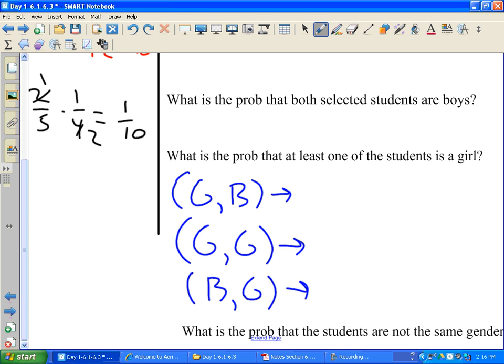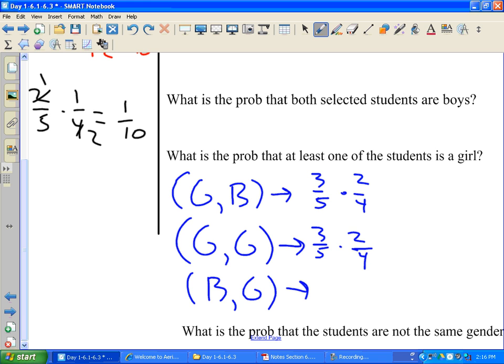A girl and then a boy. Do we know how to do that? A girl is 3 out of 5, and then a boy is going to be 2 out of 4. You took a girl out. Okay? Does that make sense? A lot of thinking going on today. The calculations aren't too bad. A girl and a girl, we actually already have that. But to show you again, that's going to be 3/5 times 2/4. Wait a minute. That's the same number, isn't it?